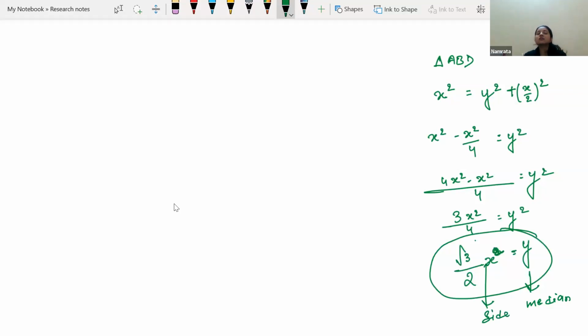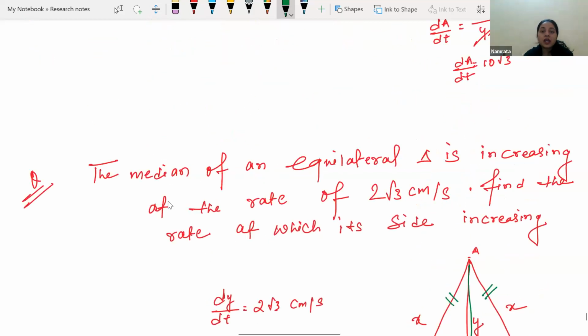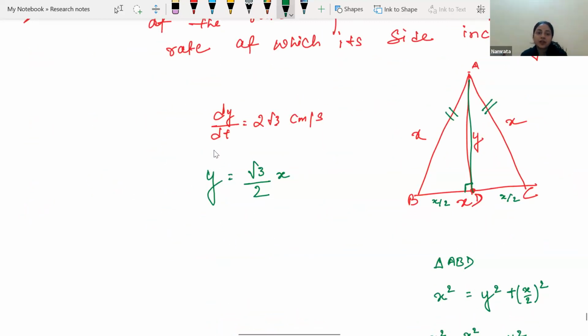We got one equation which is just a relation between median and side of an equilateral triangle. So the length of median y is equal to root 3 by 2 into the side's length x. What we have to find? At what rate its side is increasing. dx by dt we have to find. So we keep x over there and 2 I am shifting to the other side, root 3 also, and y. Now we will differentiate both sides with respect to the time t.